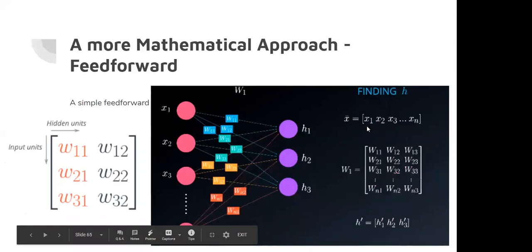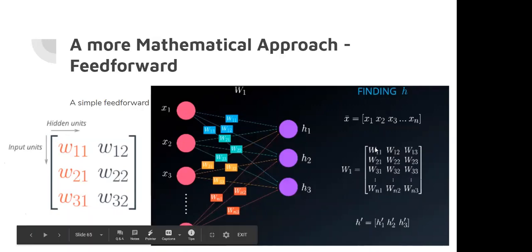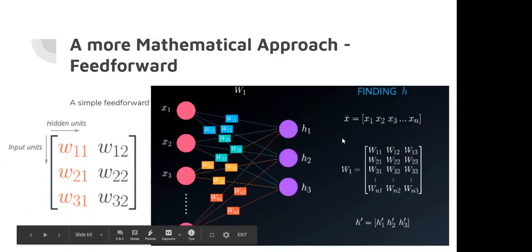Okay, let's look at this weight matrix. You have the number of nodes over here, going from W1n all the way to Wn. Maybe I could have put it a little differently. I think that's where the confusion is.